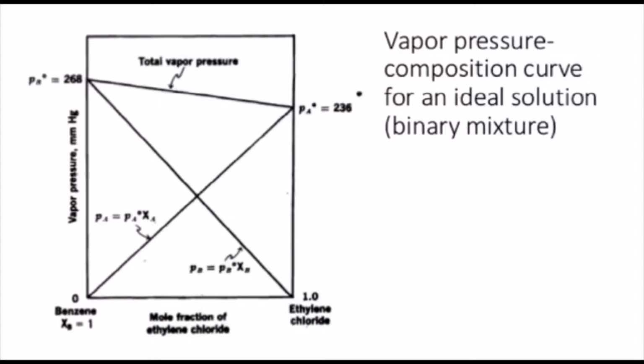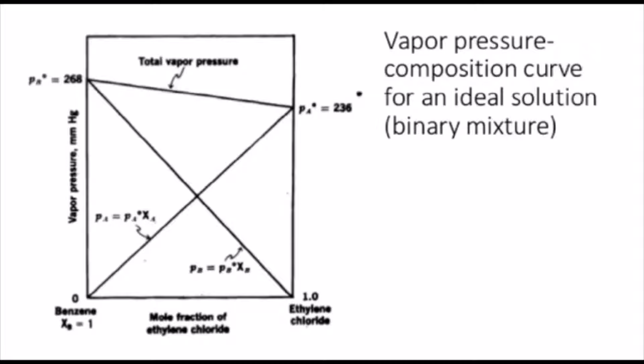We can understand this Raoult's law from this graph, and it is very essential for students that whenever in the examination you are asked for a short note on Raoult's law, you have to draw this graph. This is the vapor pressure composition graph for an ideal solution, or simply a binary mixture. Here we can see a binary mixture of benzene and ethylene chloride. The solute is ethylene chloride and benzene is the solvent, and the graph is plotted between the vapor pressure and the mole fraction.